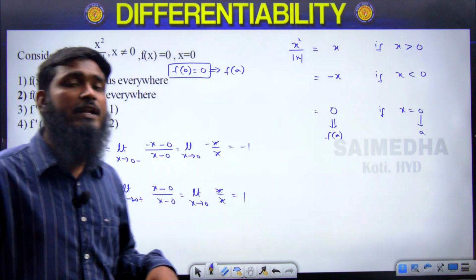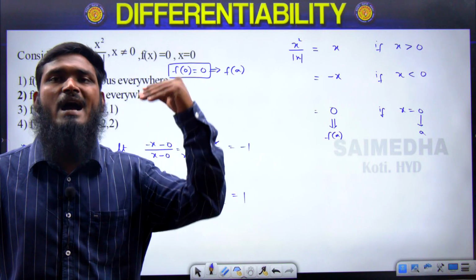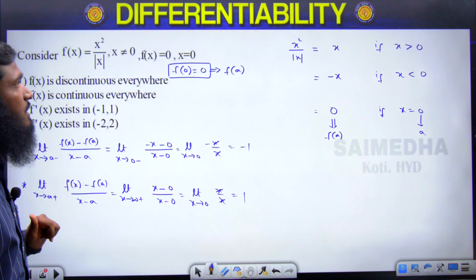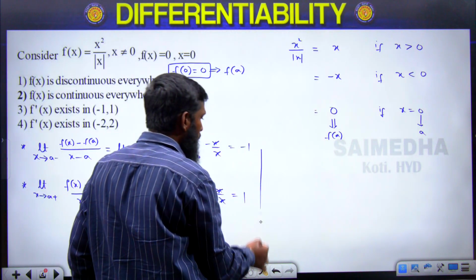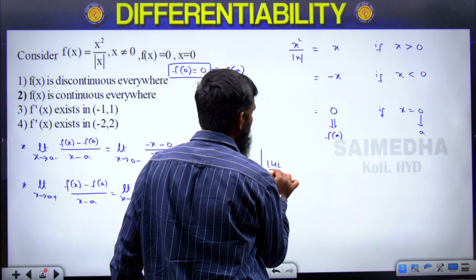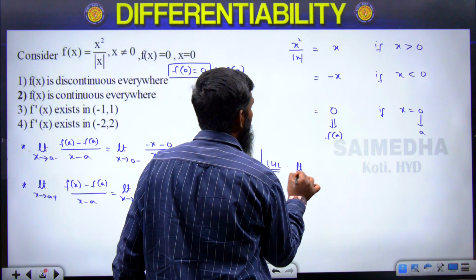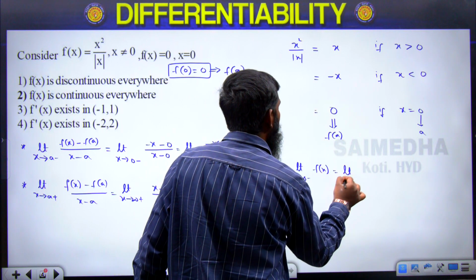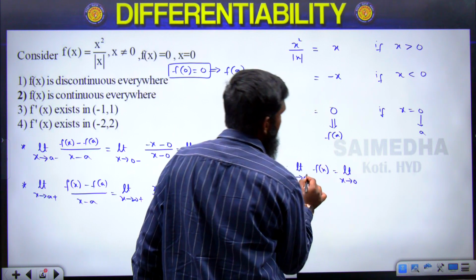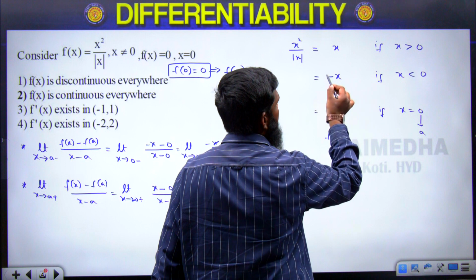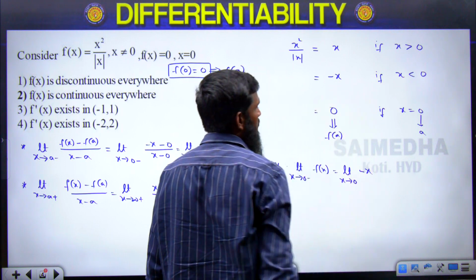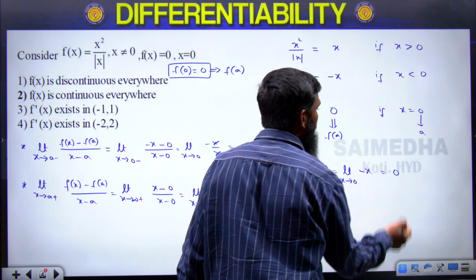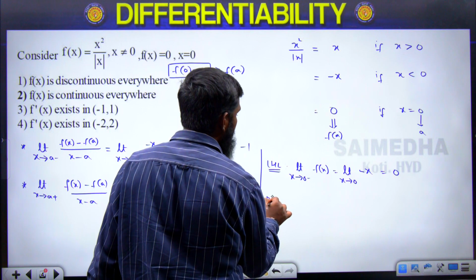Now what is the condition for continuity? LHL should be equal to RHL should be equal to the function value. These three values should be the same, then only we can call it continuous. Okay. Now let us see this part. First, the LHL value: limit x tends to 0 minus f of x, which is equal to limit x tends to 0 minus, where 0 minus means we have minus x. So if you substitute the x value as 0, minus 0 will become 0 only.